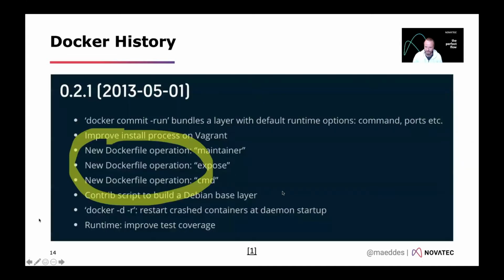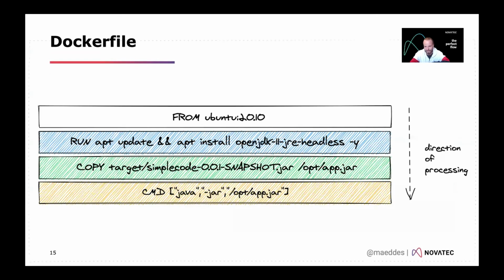Now, as this process we've just seen with the repeating run and commit commands was a bit cumbersome, Docker very soon realized that and came up with the idea of a so-called Dockerfile. This was in May 2013, about 2 months after Docker was born. So you could potentially say it was there from the beginning.